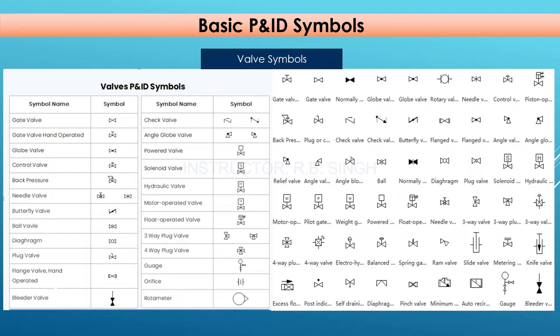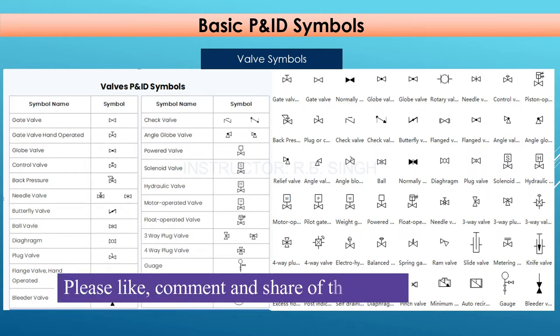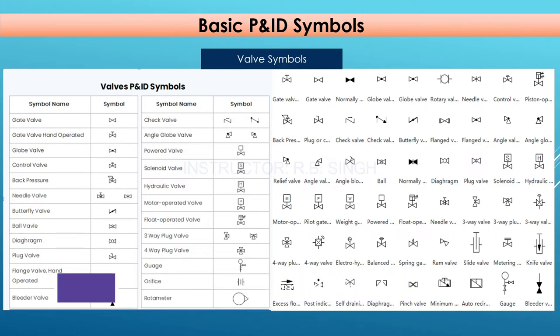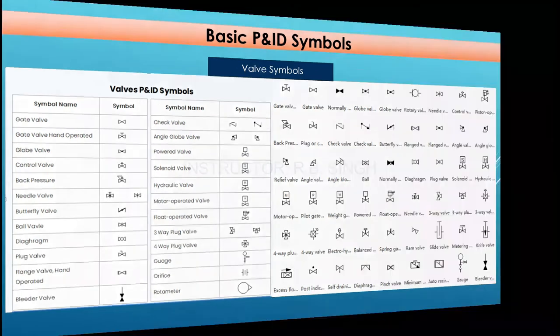As I told you, some basic valves you will see in almost every project, like globe valve, ball valve, butterfly valve, gate valve, needle valve, plug valve. These are the basic valves which are used in every project. And some other valve symbols will be there, like relief valves, angle valves, and solenoid valves. These are the symbols which are mentioned here also. These are the important symbols you will see in the P&ID.